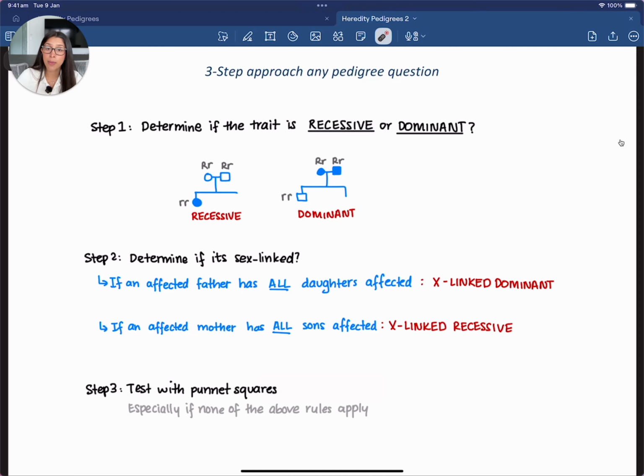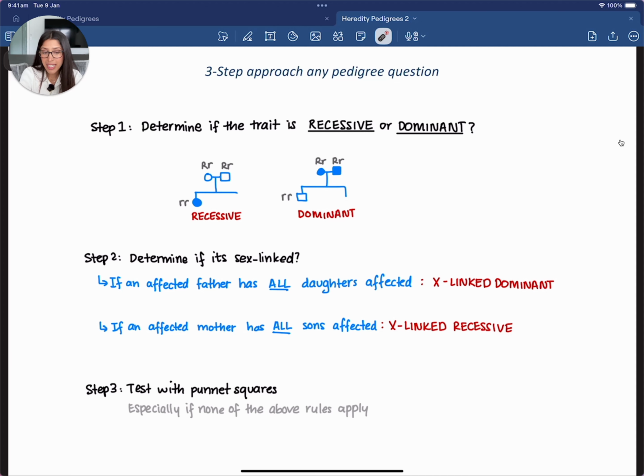Next, we need to determine if it's sex-linked. So in that pedigree, once you've already ruled out whether it's recessive or dominant, look out for either one of the following. So if you see an affected father has all daughters affected, it's going to be sex-linked dominant. And if you see an affected mother has all sons affected, then it's going to be sex-linked recessive.